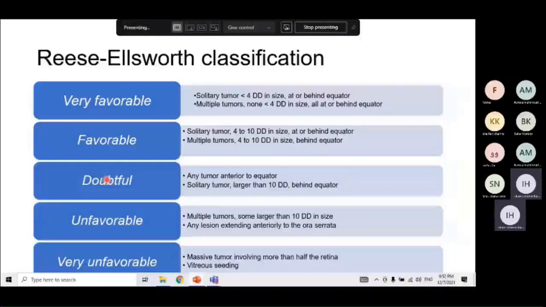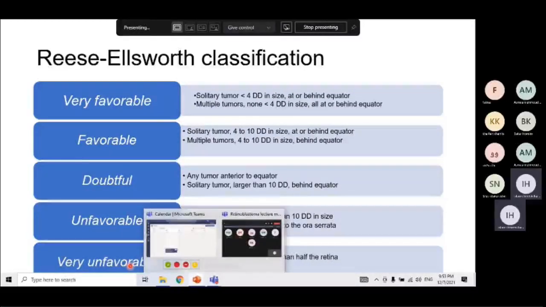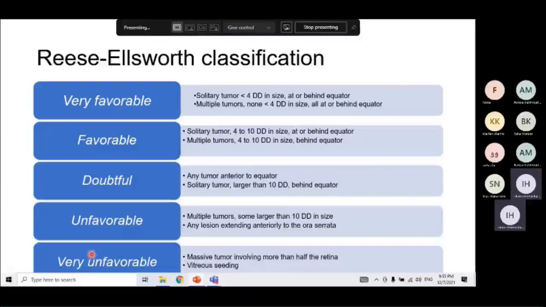Very favorable outcome means the globe will be salvaged rather than the vision. It's the globe salvage. So if it's a small tumor, small in size, posterior location, okay, to the very unfavorable outcome if it's a massive tumor involving more than half of the retina with vitreous seeds. For this one, you will need to do enucleation, but for that one, you can still salvage the globe and avoid doing the enucleation by doing radiotherapy. This was the way we treated retinoblastoma in the old ages.